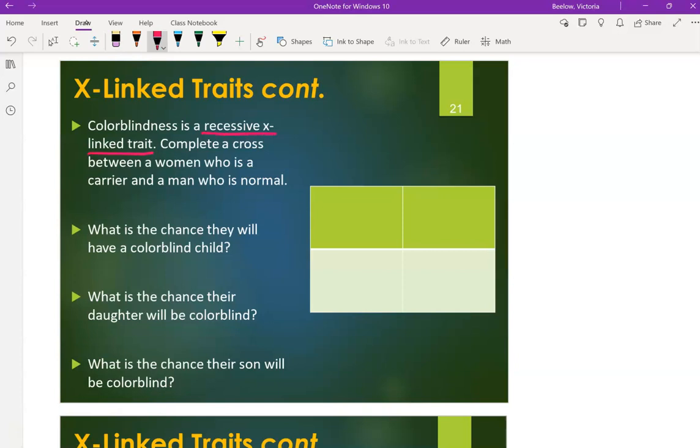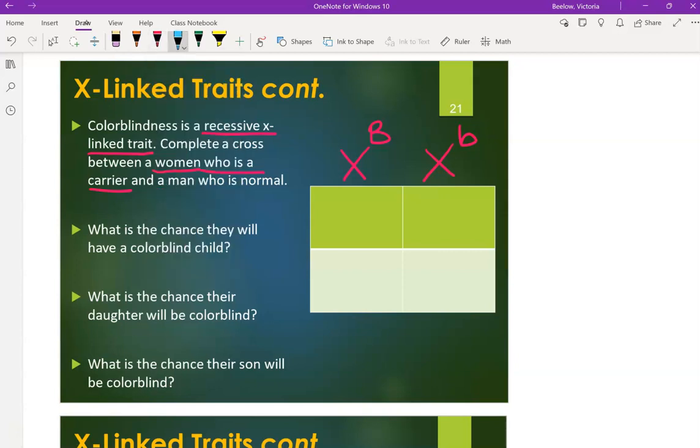So it says complete a cross between a woman. So woman would be XX, who is a carrier. So we're going to use the letter B, okay? So remember, carrier means that she's carrying it, but she's not displaying it. And color blindness is recessive. So if she's a carrier, that means she would be heterozygous. She's carrying the trait for color blindness, which is recessive, but she's not colorblind herself.